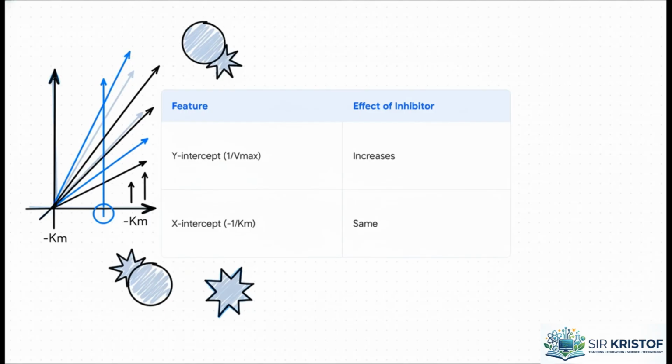Now, check out the signature for non-competitive inhibition. It's a completely different picture. Here, all the lines intersect on the horizontal x-axis instead. This tells us the Km, that responsiveness, is the thing that's unchanged. And as the inhibitor lowers the top speed, the lines just pivot upwards, raising their y-intercepts.